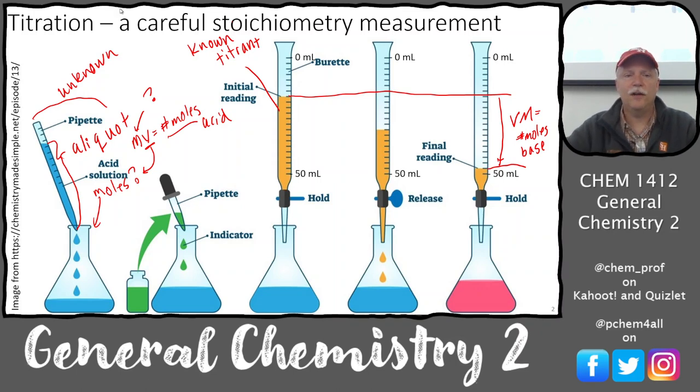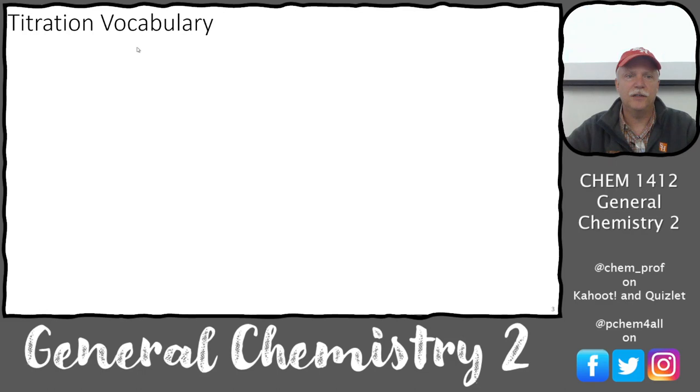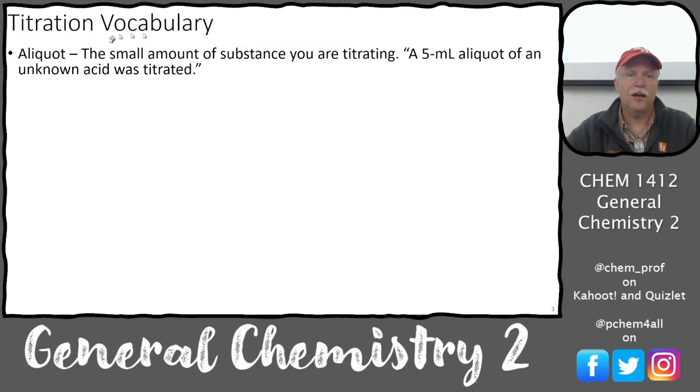And so let's go through the vocabulary of titration. This aliquot is a small amount of the substance you're titrating. So you could use that in a sentence, like a 5 mL aliquot of an unknown acid was titrated. So we have the volume of that, but we don't know how many moles of acid are in that 5 mL.